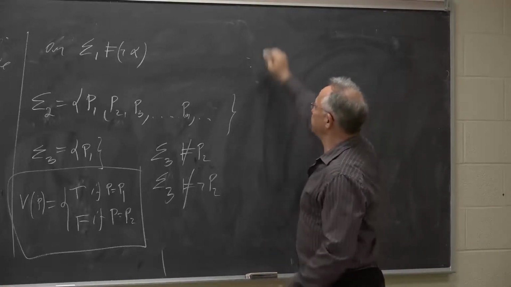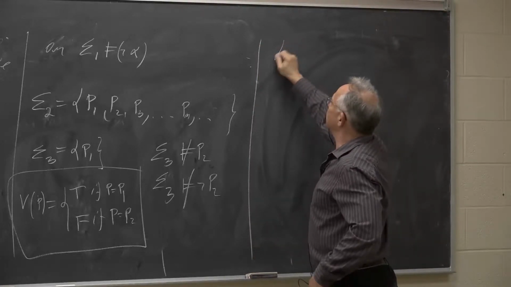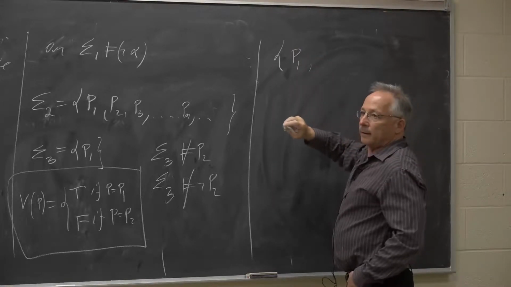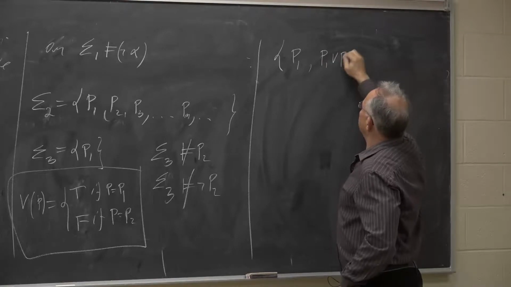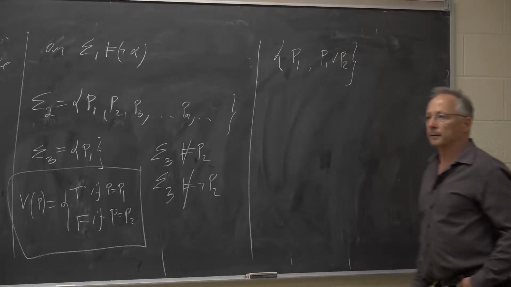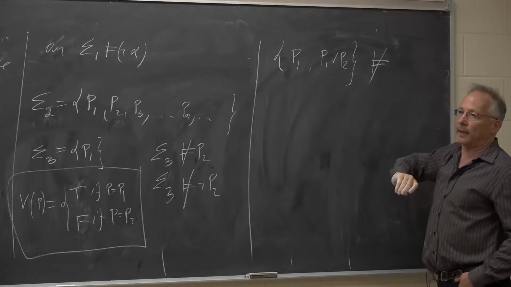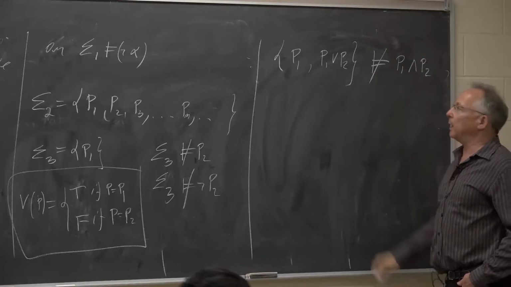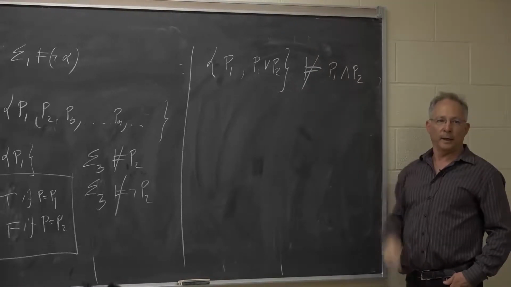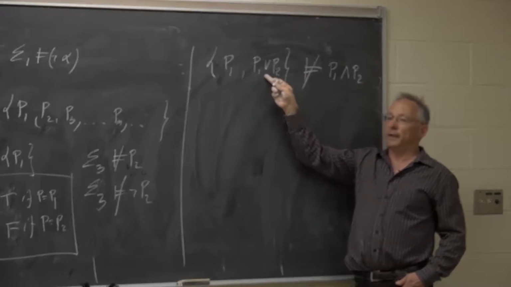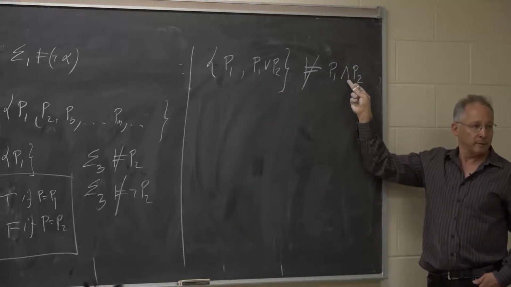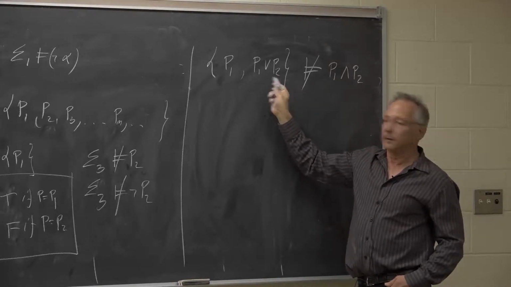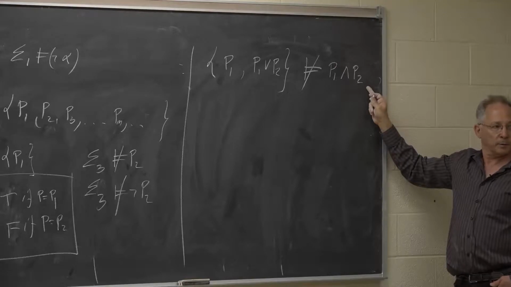So here is another example. So I claim that if my sigma is, say, P1 and P1 or P2, right? It does not logically imply P1 and P2. So how do I know that this sigma does not imply this alpha? I have to find a truth assignment that will satisfy every formula here, but will falsify this one. And my truth assignment will give P1 true and give P2 false. So both of them will be satisfied here, and this will not be satisfied.